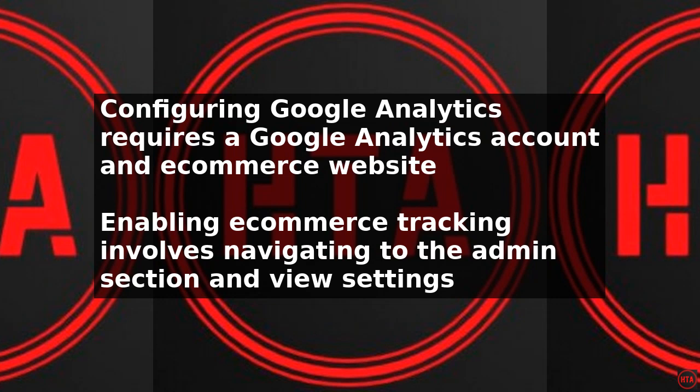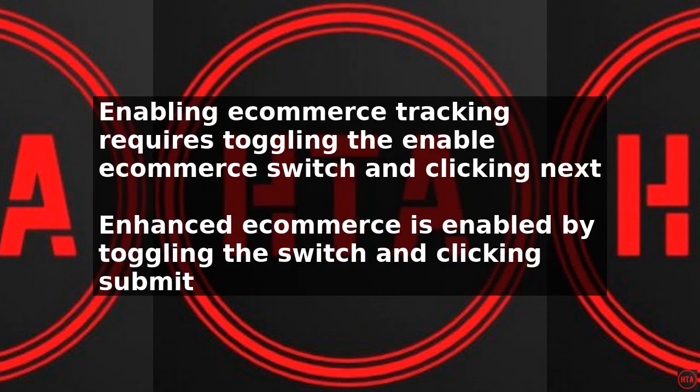To do this, navigate to the admin section of your Google Analytics account. Select the view you want to enable e-commerce for, and click on e-commerce settings under the view column. Next, toggle the Enable e-commerce switch to the on position and click Next. Then, toggle the Enable Enhanced e-commerce switch to the on position and click Submit.